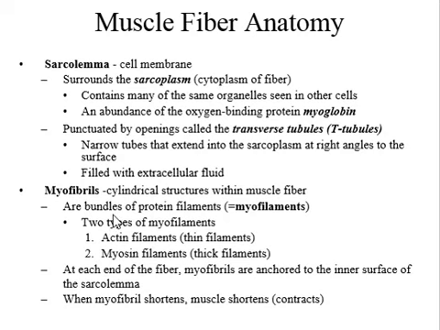They are bundles of protein filaments called myofilaments. We are going to see the two types of myofilament. One is the actin filament, which is called the thin filament, and the other is the myosin filament, which is called the thick filament. At the attached ends of the muscle fibers, the myofibrils are anchored to the inner surface of the sarcolemma. When the myofibrils shorten, the muscles shorten, meaning they contract.